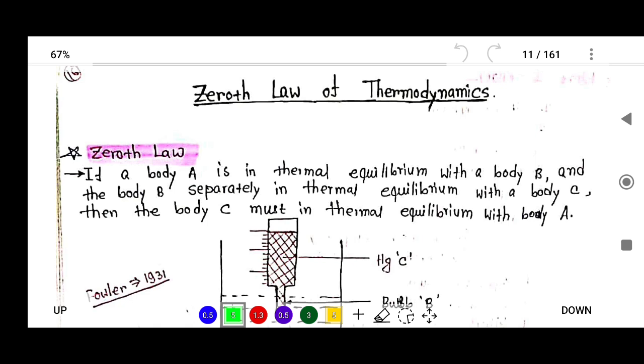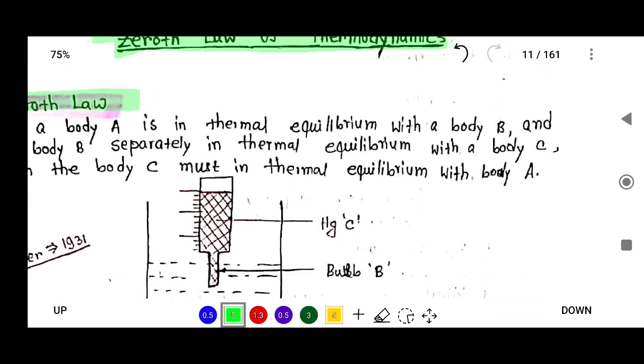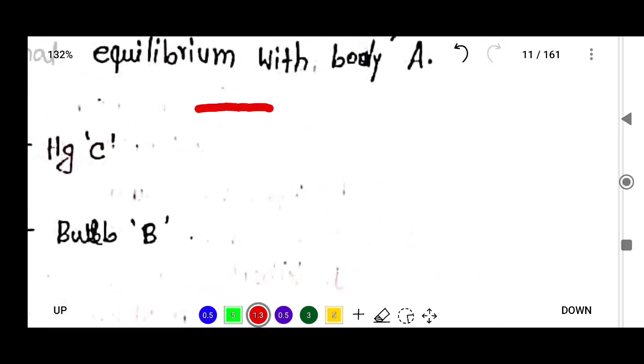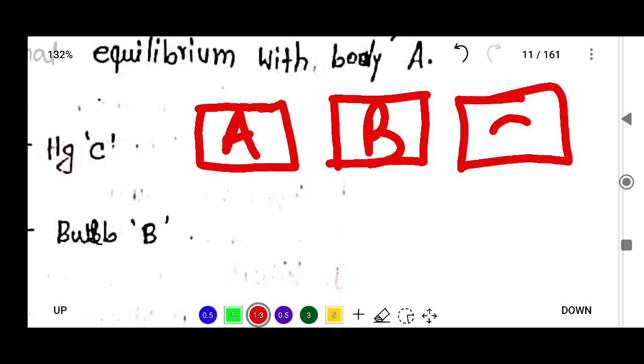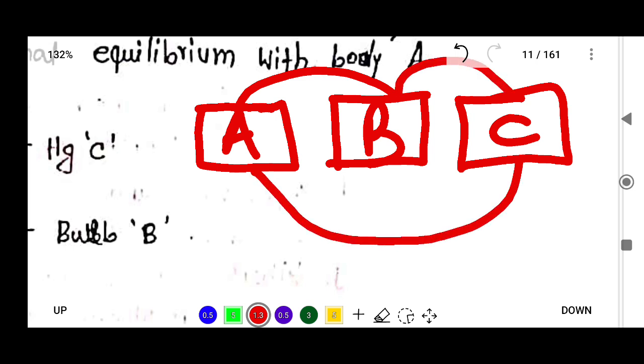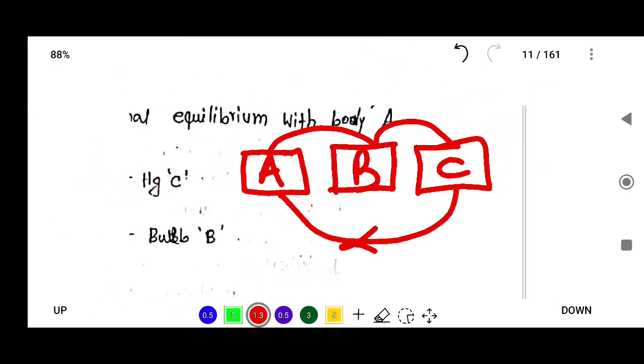This is the second chapter of thermodynamics, that is zeroth law of thermodynamics. Let's try to understand what is zeroth law. Suppose consider this is body A, and there is another body, body B, and another body, body C. If body A is in thermal equilibrium with body B, and if body B is in thermal equilibrium with body C, then body C must be in thermal equilibrium with body A. So this is known as zeroth law.